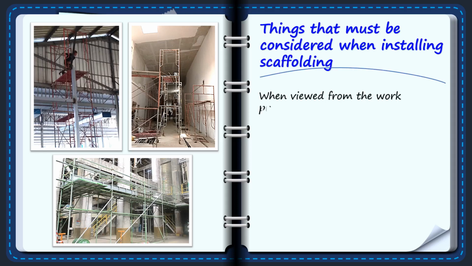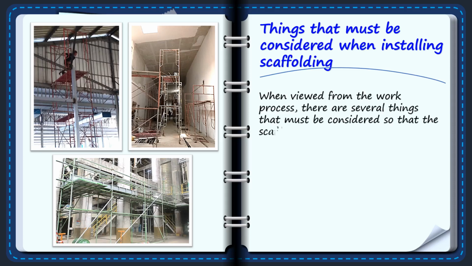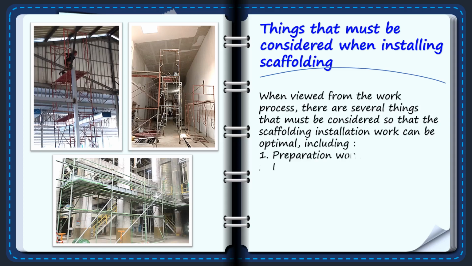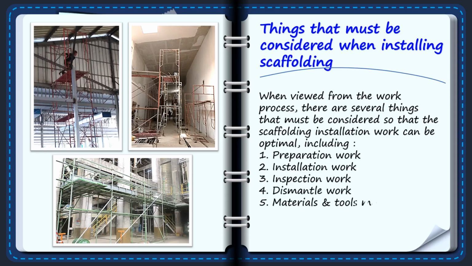When viewed from the work process, there are several things that must be considered so that scaffolding installation work can be optimal, including: 1. Preparation work, 2. Installation work, 3. Inspection work, 4. Dismantle work, and 5. Material and tool mobilization.